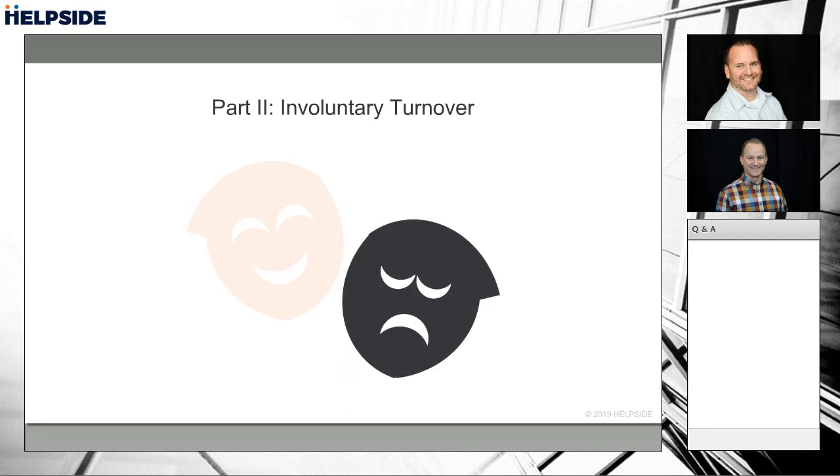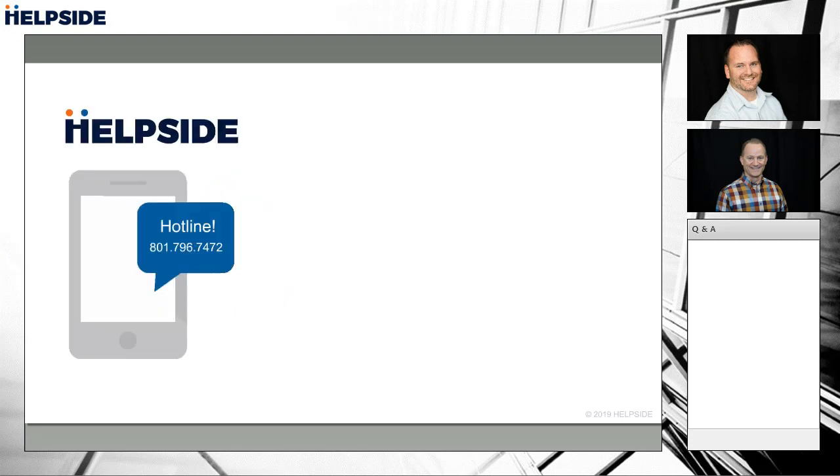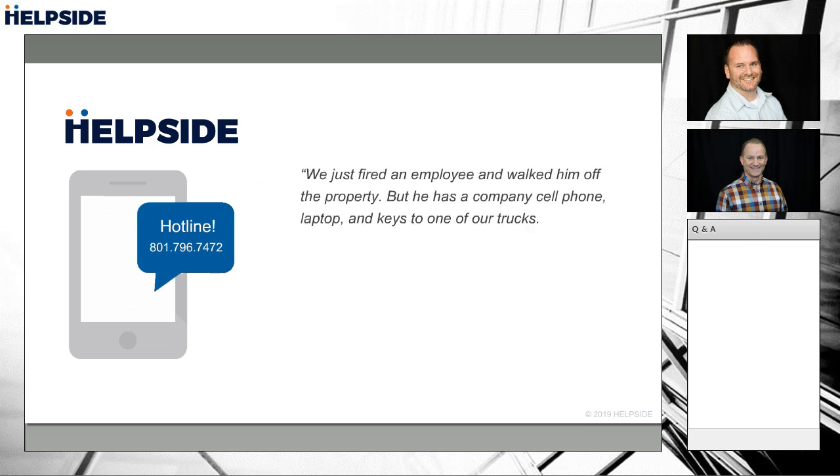Okay, that's the easy scenario. The slightly more difficult scenario is the involuntary turnover, where you are deciding as the employer to terminate the employment relationship. Now, the process here is largely the same, except you want to do it a little more quickly. Well, you have to do it more quickly, and there are a couple of safety watch-outs. So let's give you an instance that we might get on our HR hotline.